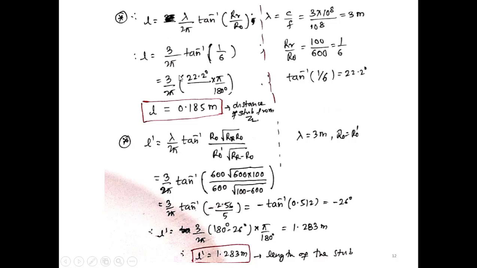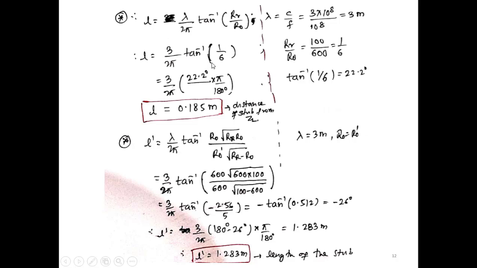Next, we know by the formula L is equal to lambda by 2 pi tan inverse of square root of RR by R0. But lambda is equal to C by F, where C is the velocity of light equal to 3 into 10 raised to 8 and frequency F is equal to 10 raised to 8. This cancels out, and you get 3 meter. Therefore, L is equal to 3 by 2 pi tan inverse of square root of RR by R0. RR is 100 and R0 is 600, so we get 1 by 6. If you substitute here, you will get L is equal to 3 by 2 pi tan inverse of 1 by 6.